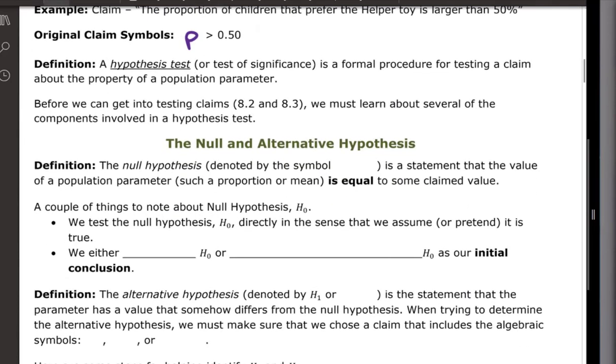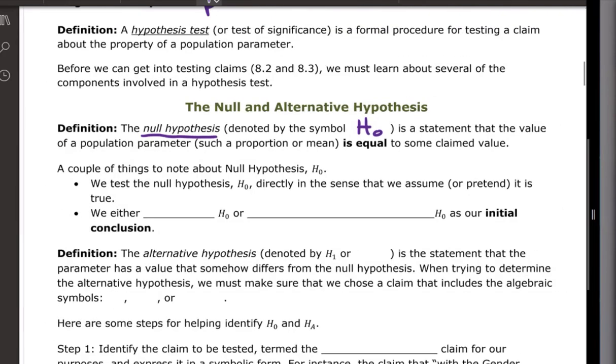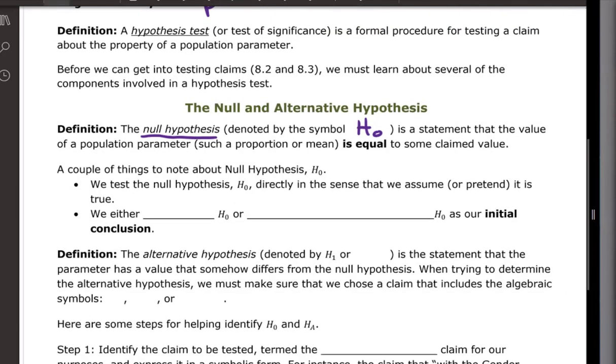Now the first big component is something we call the null hypothesis. Okay? And a lot of times on the homework you'll see it with an H with a little zero beside it, H sub 0. So that is your null hypothesis. It's a statement that the value of a population parameter is equal to a claimed value. H sub 0, the null hypothesis, always has equal in it.